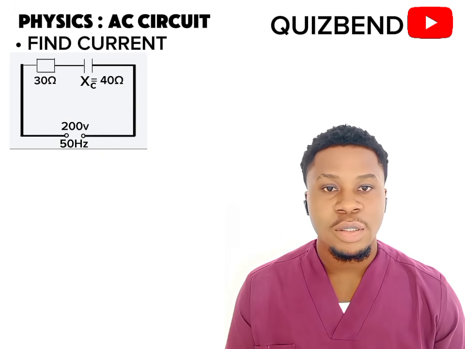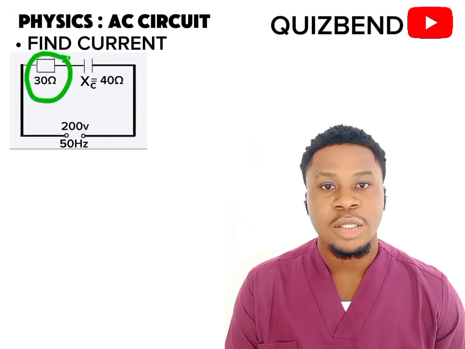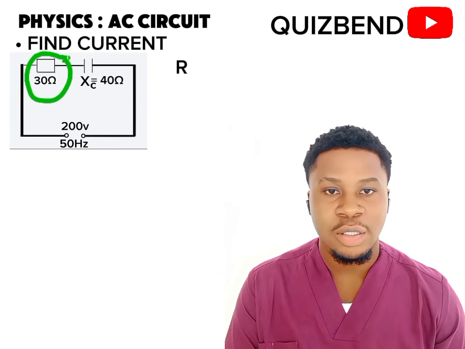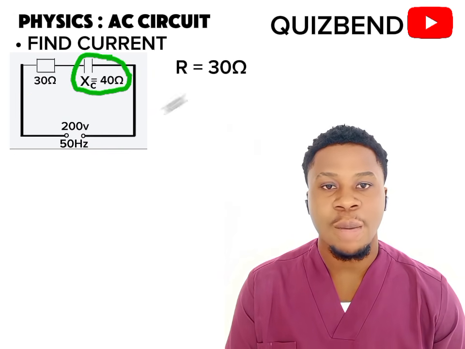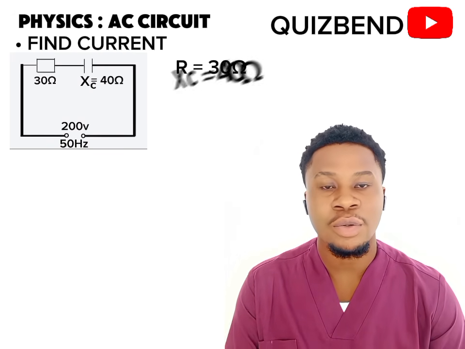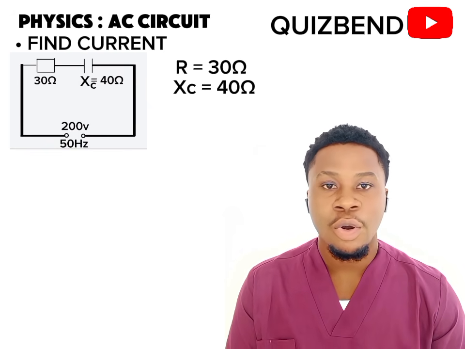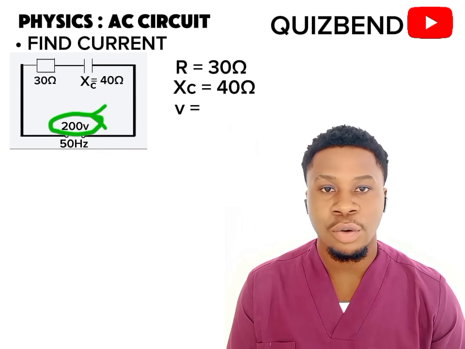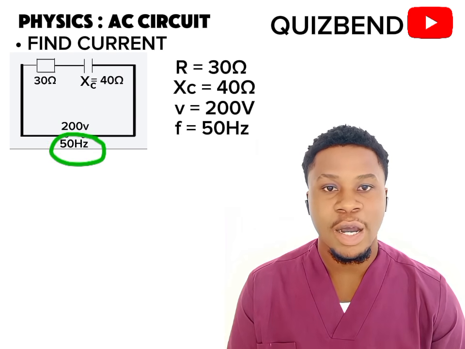Now, this circuit we have here is an AC circuit. This part here is a resistor which has a resistance of 30 ohms. And this here represents capacitive reactance, and this capacitive reactance has a value of 40 ohms. Now over here we have the voltage of 200 volts and we have a frequency of 50 hertz.